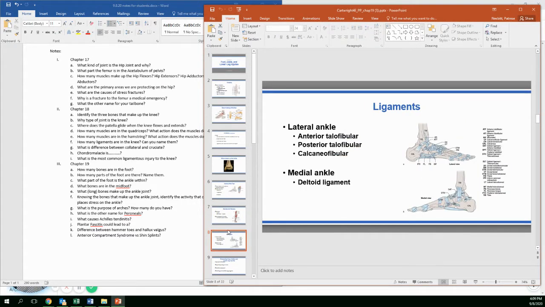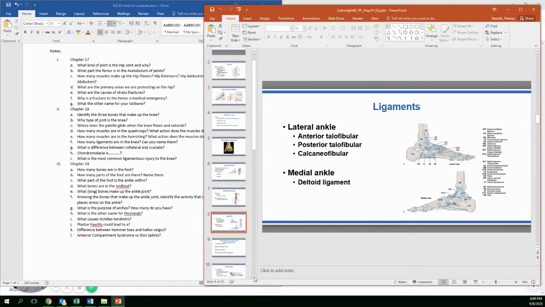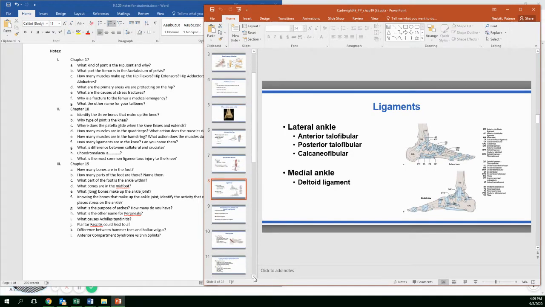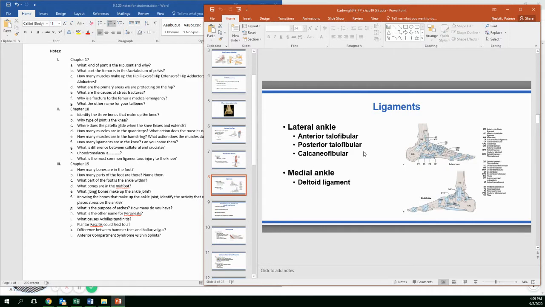Okay, going forward into the ligaments, as you can see, and I'm not going to encourage you to memorize all of these ligaments because there are a lot of them. But these are just highlighting some of the few that are highly important as far as protection of the ankle and stability of the ankle.